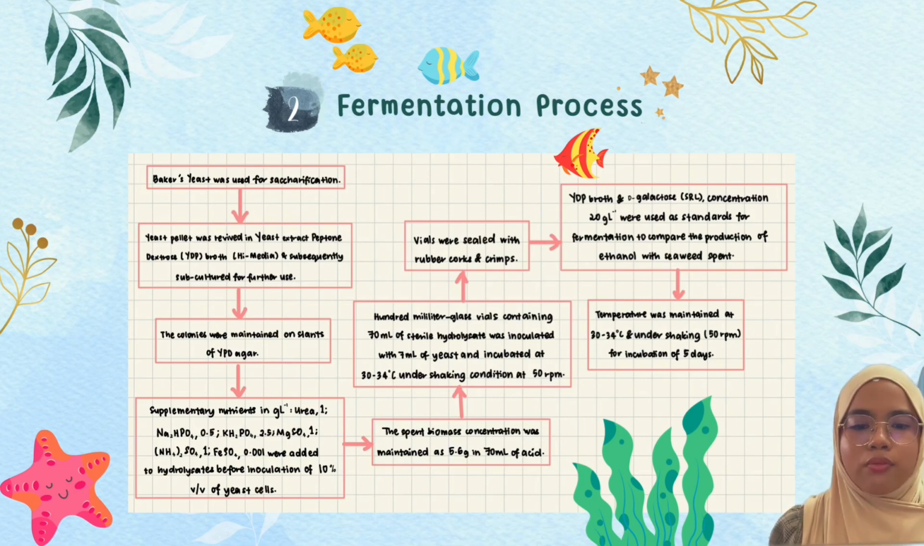100 ml glass vials containing 7 ml of sterile hydrolysate was inoculated with 7 ml of yeast and incubated at 30 to 34 degrees Celsius under shaking condition at 50 rpm. Vials were sealed with rubber corks and crimps.